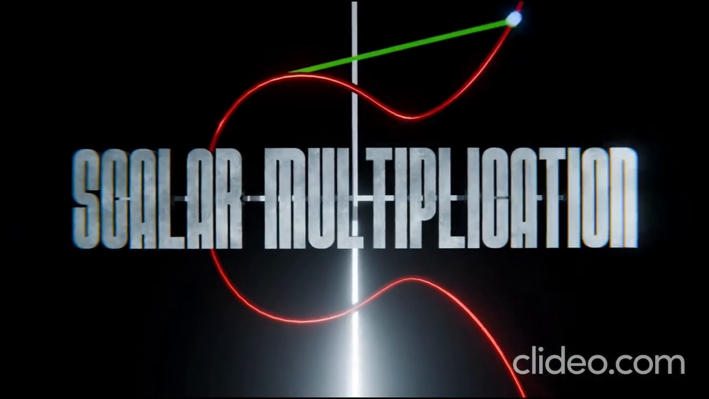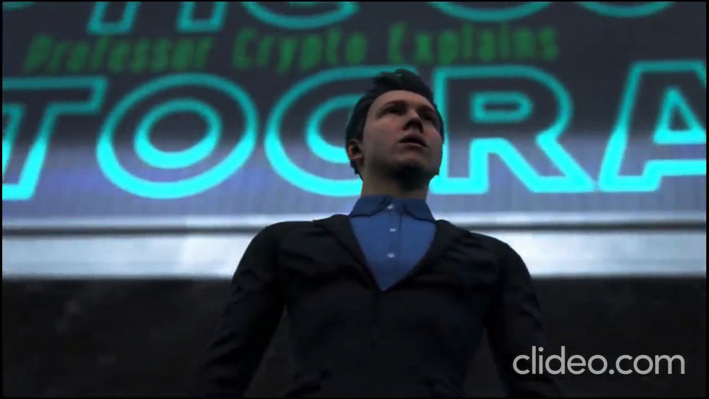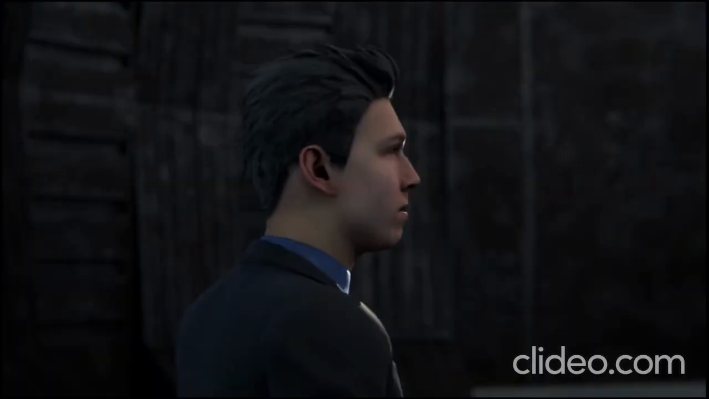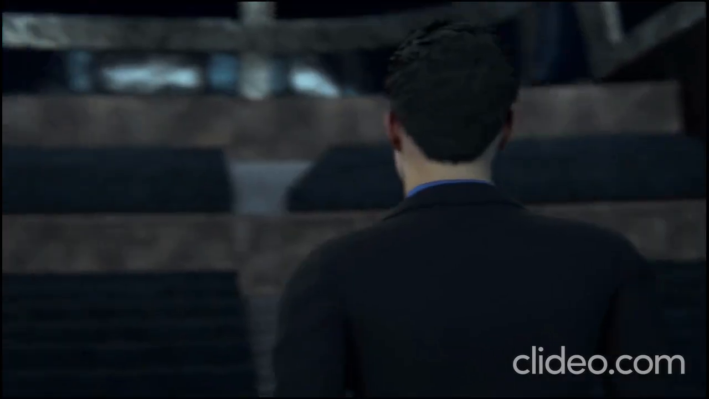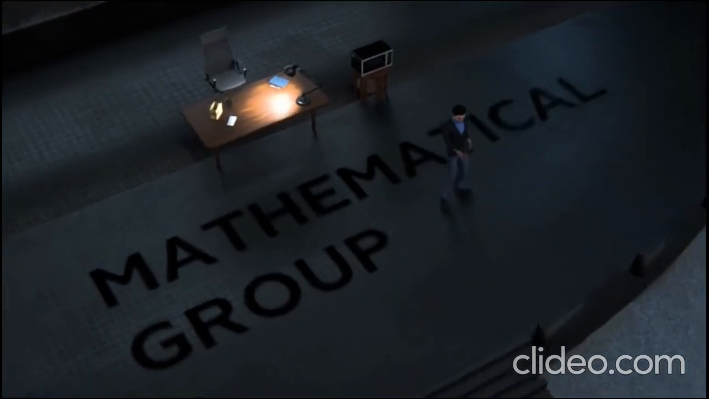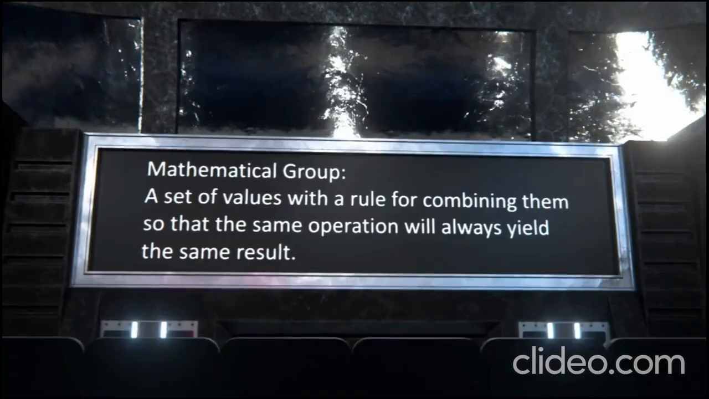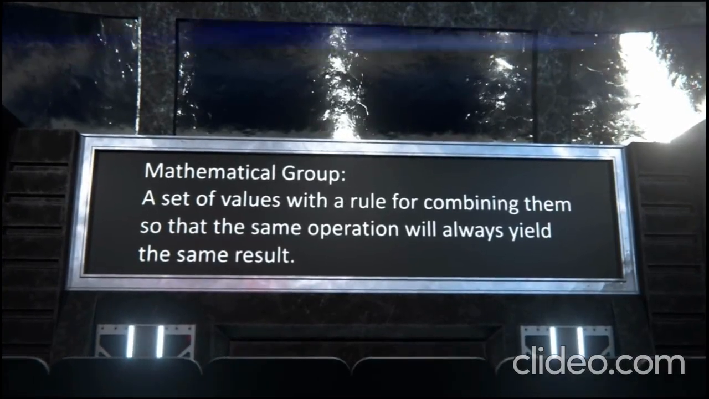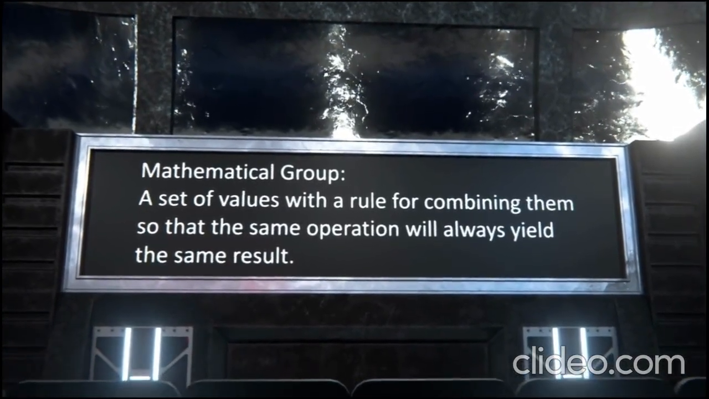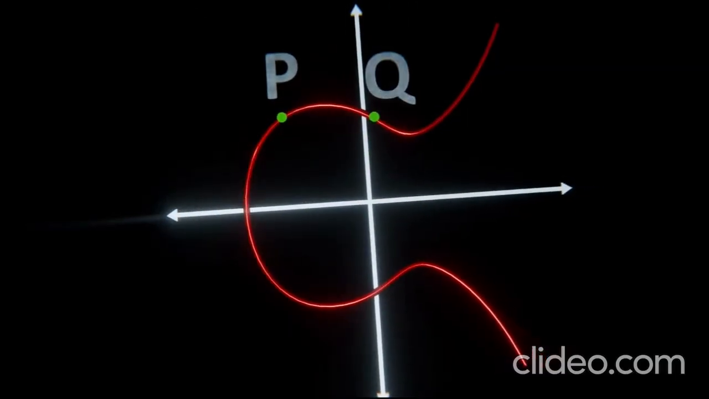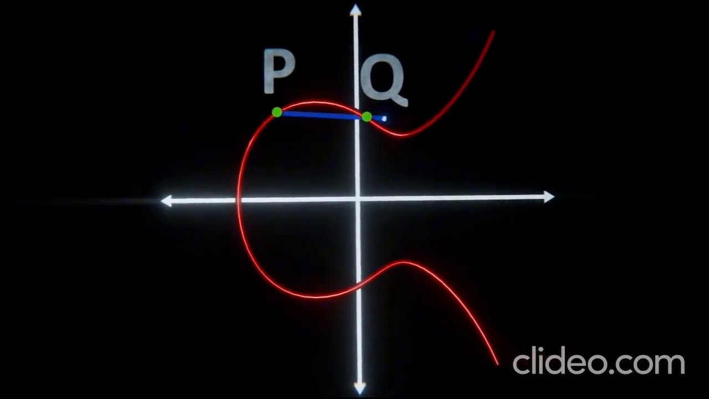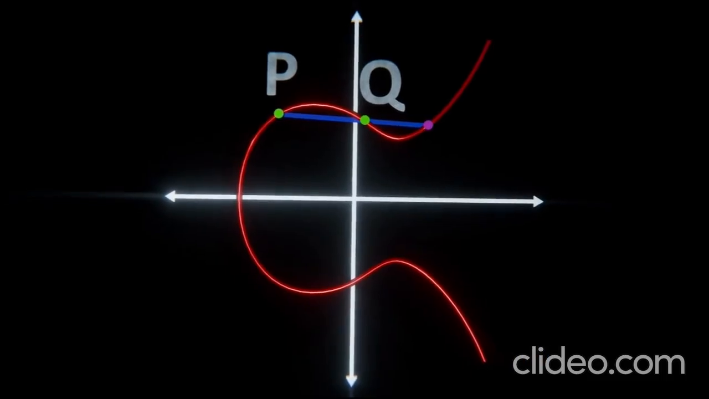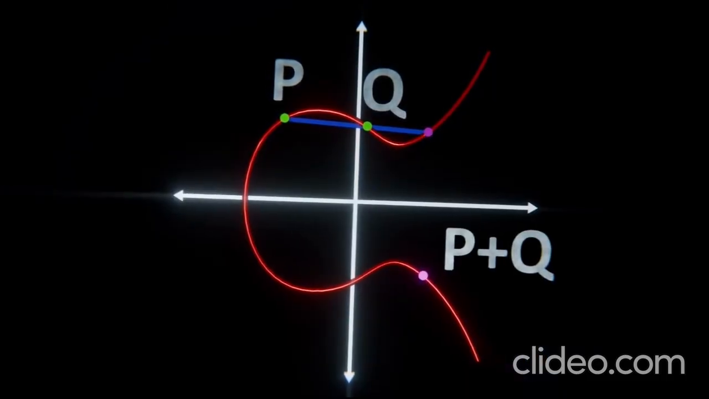multiplication. We will need to create a new form of mathematics to explain the addition and multiplication of points on an elliptic curve. This is known as a mathematical group. A group allows you to combine objects together in a way that is predictable and constant. Let's say we want to add 2 points, P and Q. We define the addition of points by drawing a secant through both points, then reflecting the new point across the x-axis to get P plus Q.